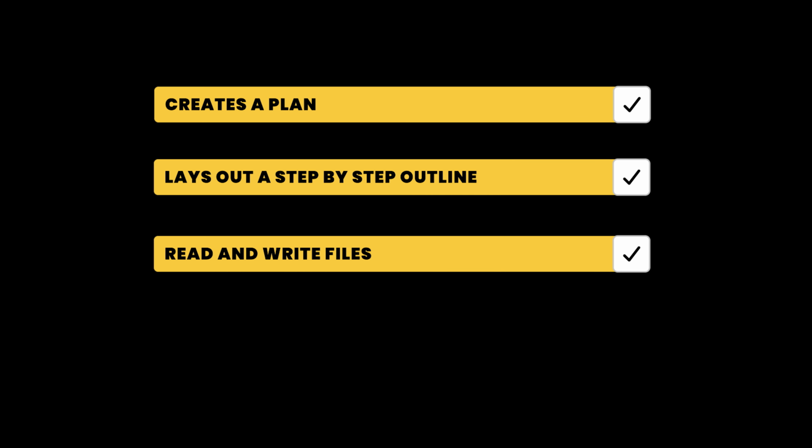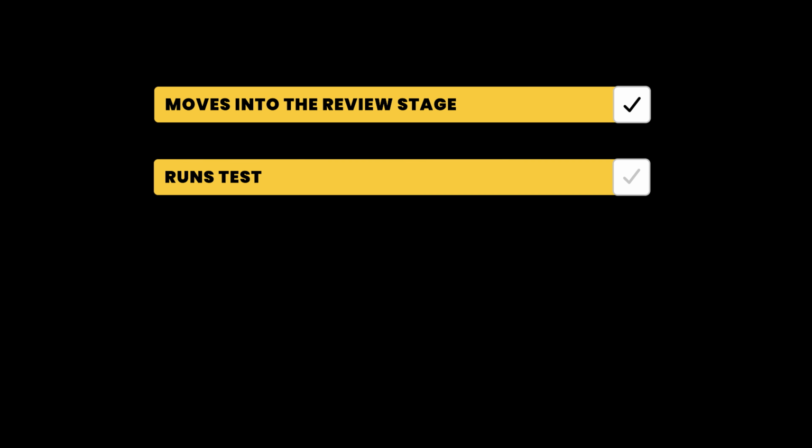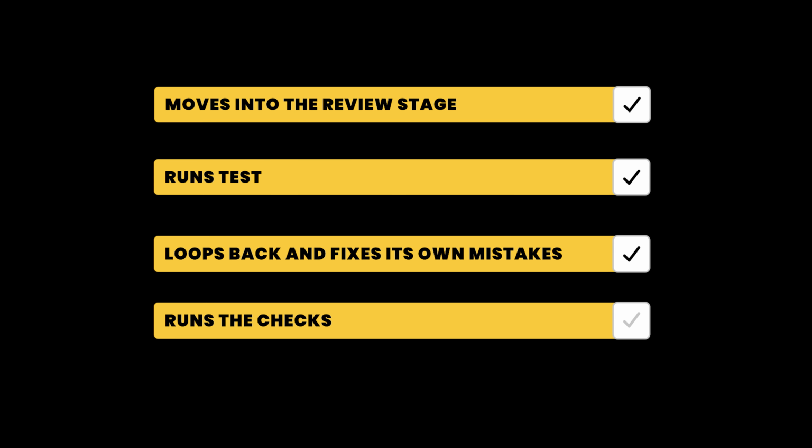Next, it uses tools. Cursor agents can read and write files, search across the project, and even reference docs if needed. You will see it call those tools as it works. Then comes apply. Cursor shows you differences of the changes side by side, old versus new code. Nothing happens until you review and approve those differences. After that, it moves into the review stage. It runs your tests. If something fails, the agent loops back and fixes its own mistakes, then reruns the checks.